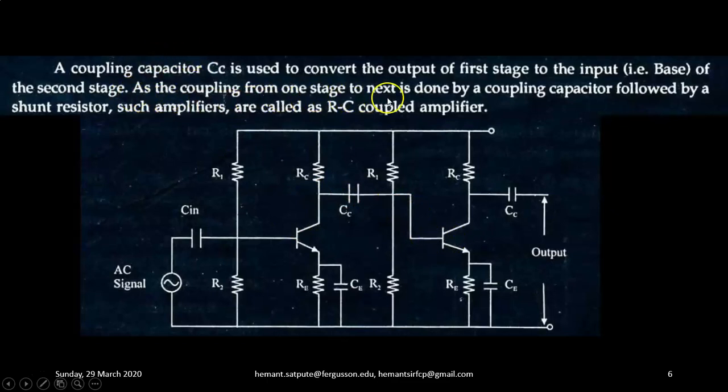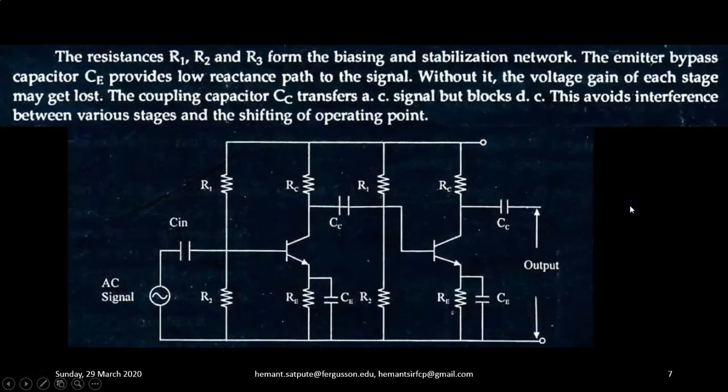As the coupling from one stage to the next is done by a coupling capacitor followed by a shunt resistor, such amplifiers are called RC coupled amplifiers. I hope the name is clear. The resistances R1, R2, RC, Re form the biasing and stabilization network.